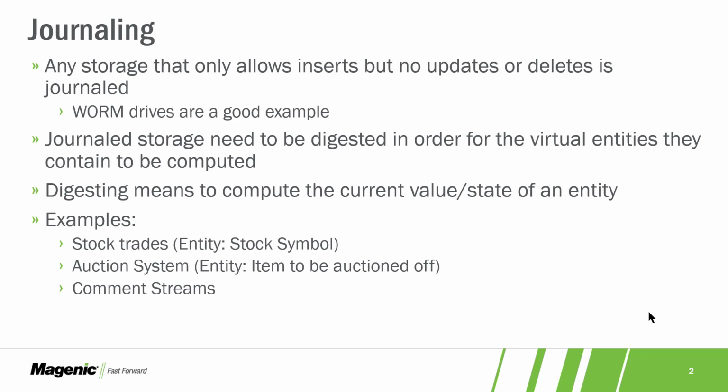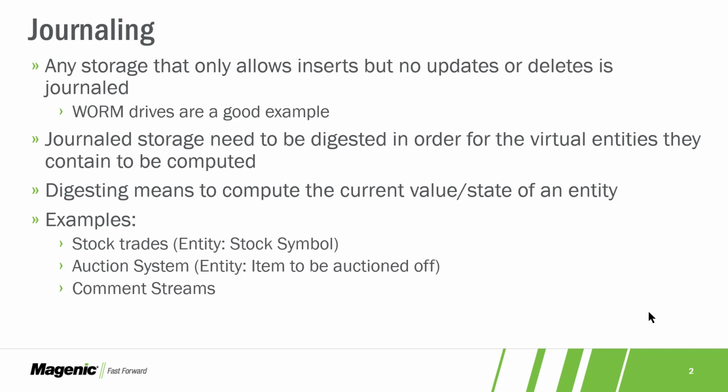Journaling as an idea is really simple. We allow a data source to have inserts and no updates or deletes, but of course we allow reads. So the canonical example is a WORM drive, often used for storing documents for compliance purposes. But journal storage can be used in all sorts of application scenarios, and that's what we're going to talk about today.